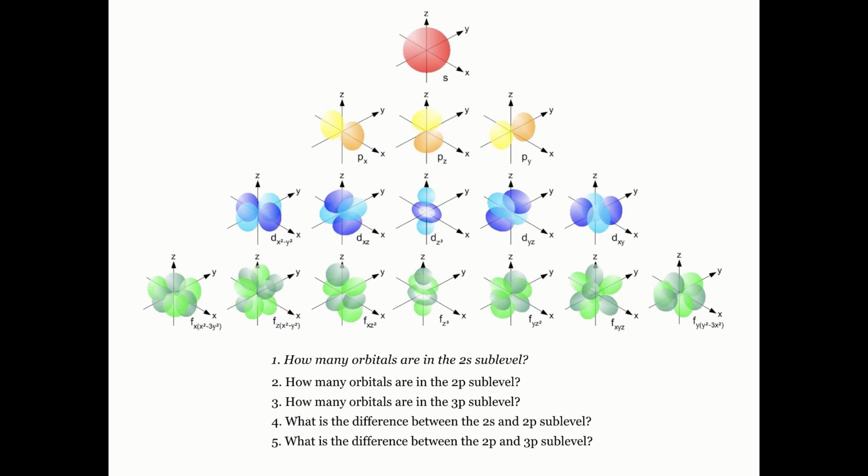Okay, so as you increase those numbers in front, the 2 for the 2s, the 3 for the 3p, those are what we call principal energy levels. So as the number of principal energy levels increases, the electrons that occupy those sublevels are going to get further and further from the nucleus and easier to remove and potentially react.